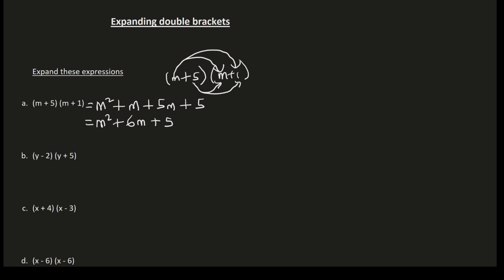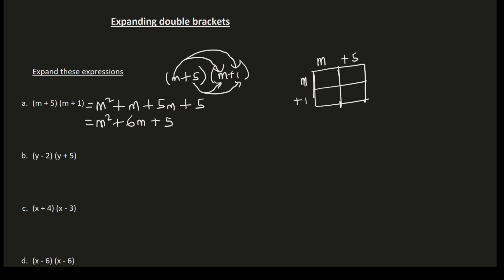Now the second way to do this is something we call the box method. So where you have your box, you have the first bracket here, which is m and then plus 5. And then you have the things in the second bracket, m and then plus 1. Now you can choose to write m plus 1 at the top here horizontally, and then the m plus 5 vertically. It doesn't matter where you put them.